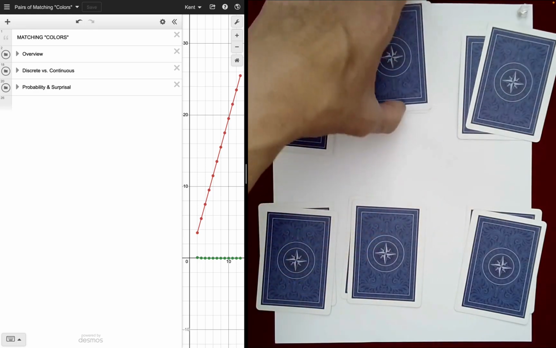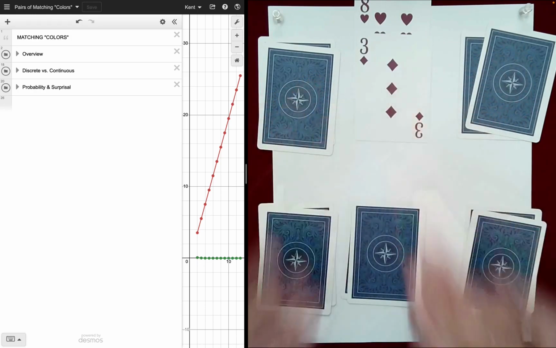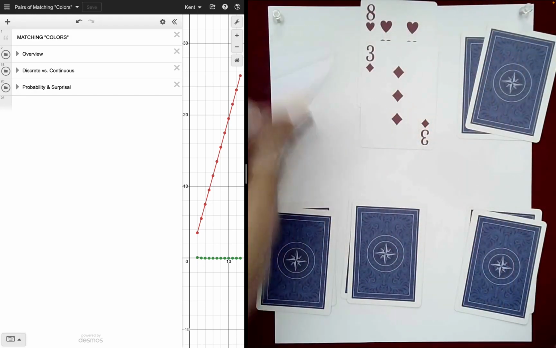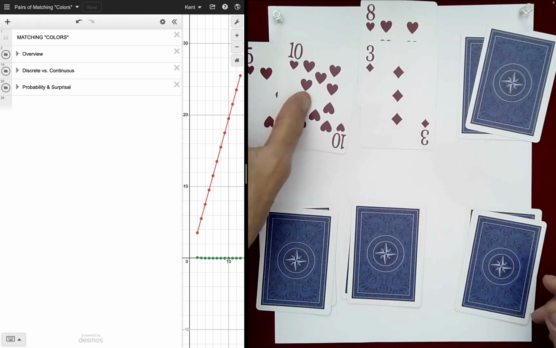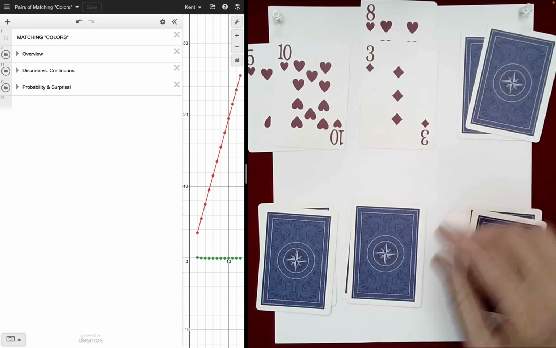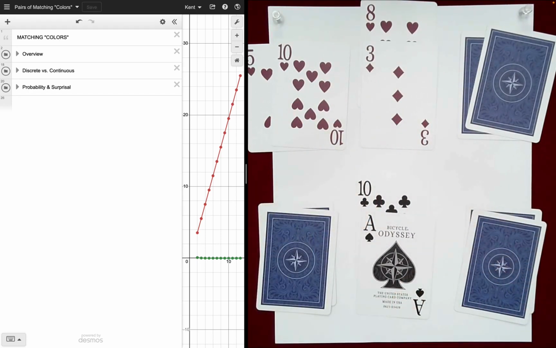Okay, so let's take a look at this pair right here. Oh, that's nice. You matched 2 of them in color. Very, very good. Oh, wow, look at that. You got another matching color pair. Why don't we try this one down here? Oh, a couple of black cards.